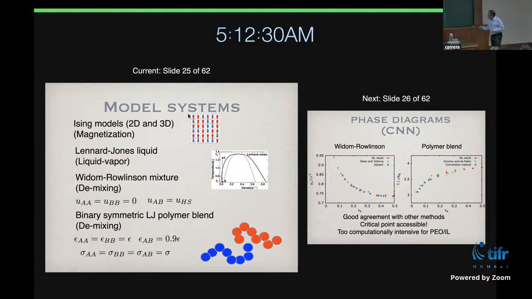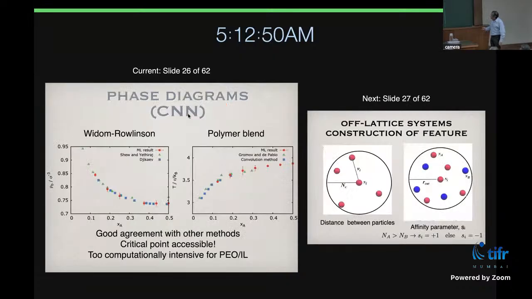It's completely symmetric. And this is just a binary Lennard-Jones blend, where the cross interaction is smaller than those between the like species, so this thing has a tendency to phase separate also. So these are our model systems. Let me just look at what this predicts.